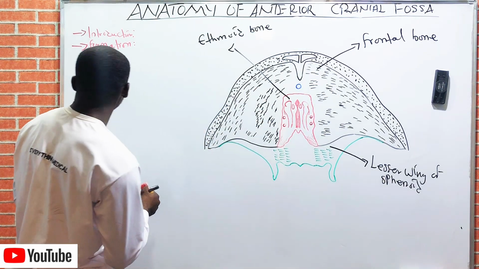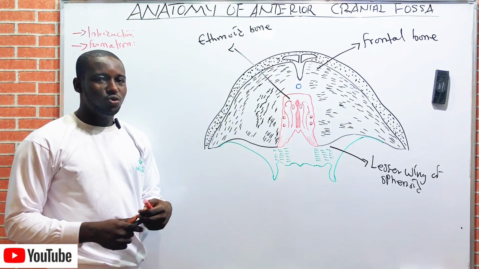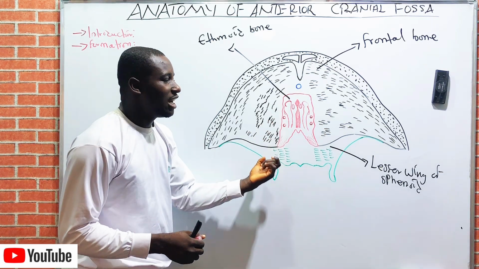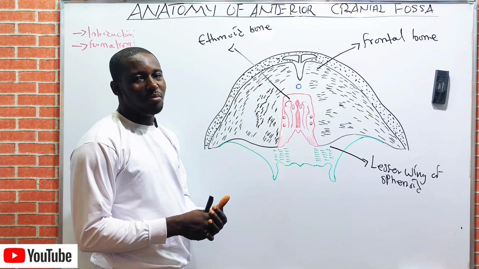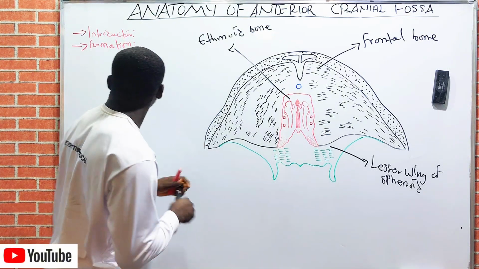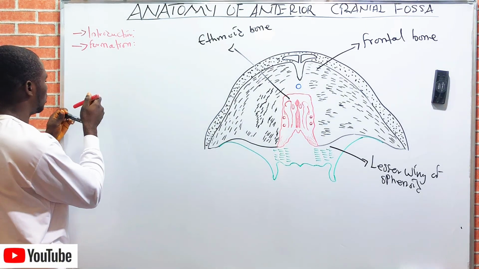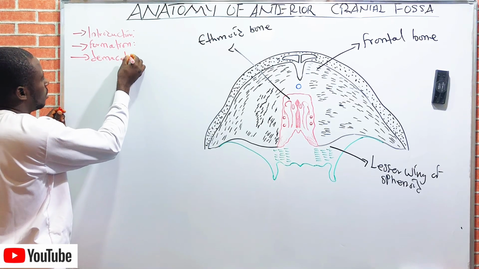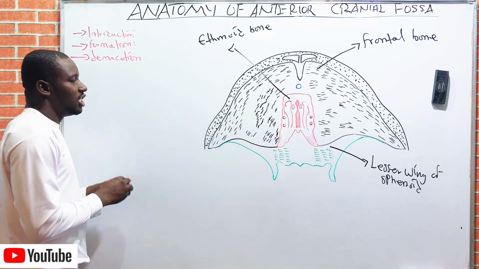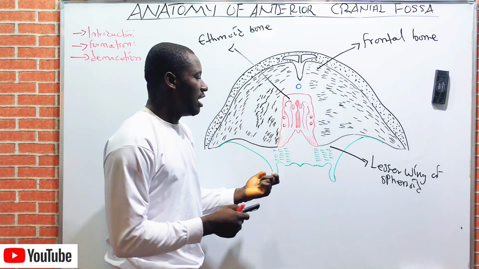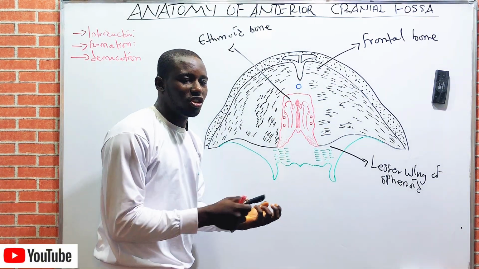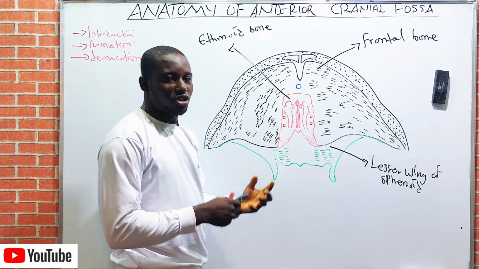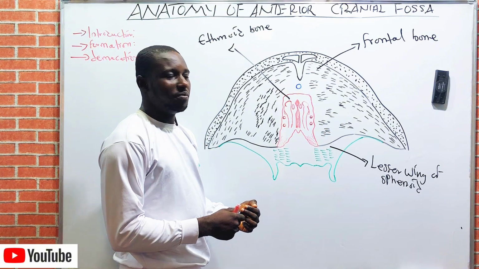That is it. The next outline that we're looking at is the demarcation, because the anterior cranial fossa is demarcated from the middle cranial fossa by a bony feature. The demarcation between the anterior cranial fossa and the middle cranial fossa is not just a landmark. It is a very, very important bony landmark.